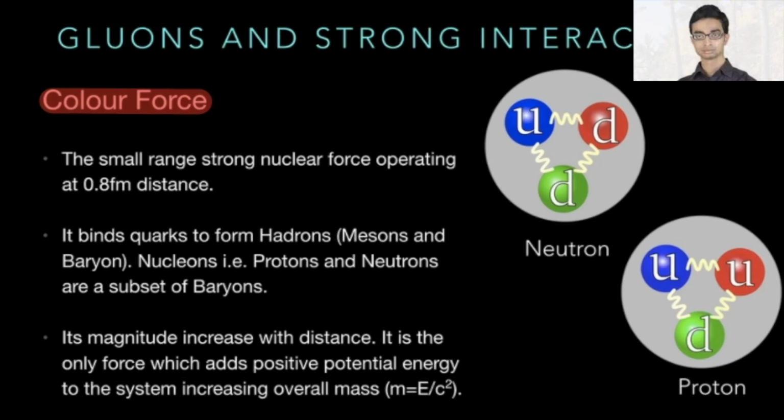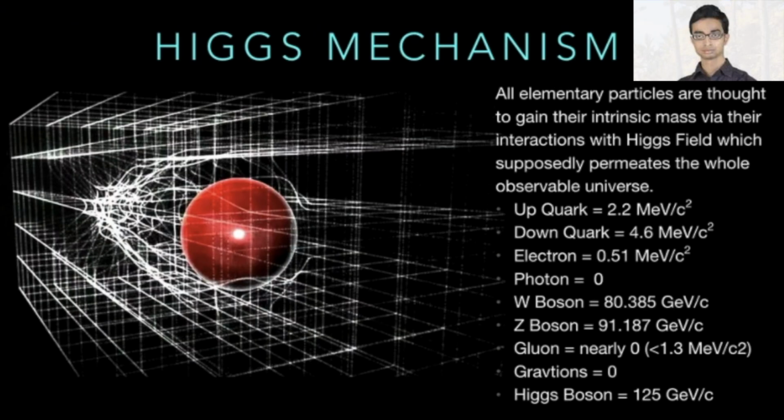Two up and one down quark form a proton, while two down and one up quark form a neutron. Due to this, there is a very high positive potential energy in these nucleons, which translates into atomic mass as per m equals E by c square. This atomic mass is about 100 times more than the intrinsic mass of the constituent quarks. As you would recall, quarks gained this intrinsic mass due to the Higgs interaction in the first place.